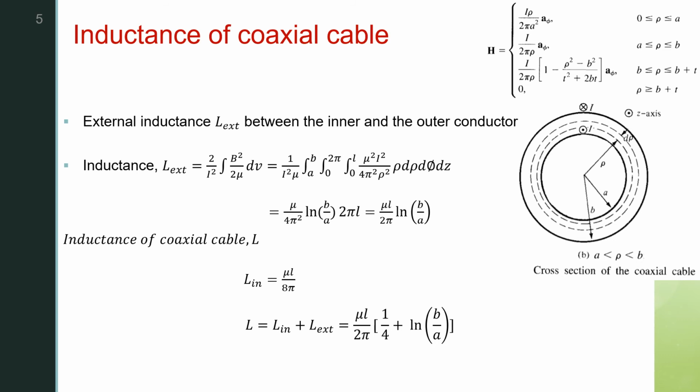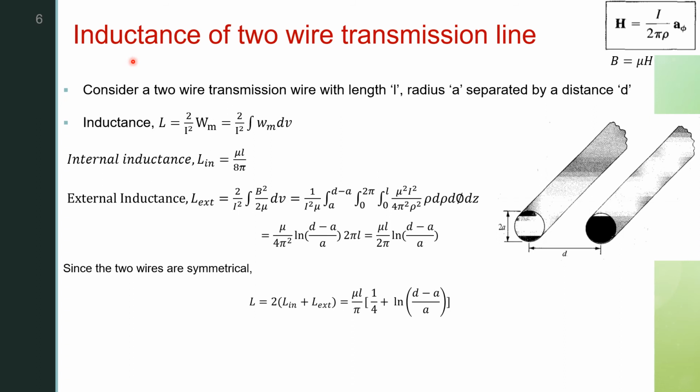So next we will focus on determining the inductance of a two-wire transmission line. So consider a two-wire transmission line. We have two wires with radius A, and the wires are separated by a distance D. As we did before, here also we have to determine the inductance of the two-wire transmission line. First we have to determine the internal inductance, then the external inductance. We determine the inductance produced because of current flowing through wire 1, and then the inductance because of wire 2, because a current is flowing through wire 2 also.